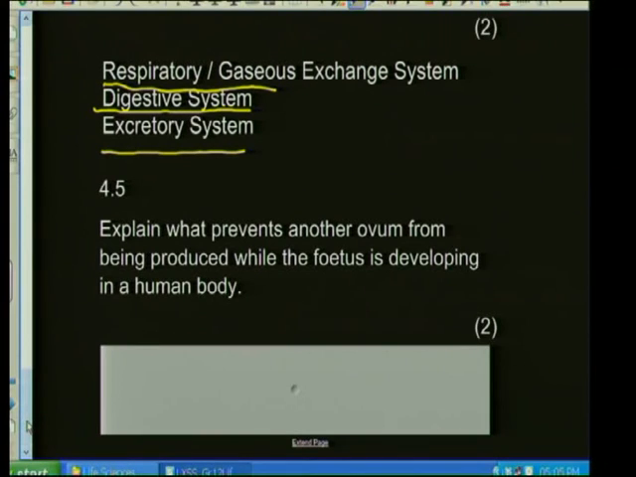Explain what prevents another ovum from being produced while the fetus is developing in the body. What prevents another ovum from being produced while the fetus is developing in the human body? So while there is a fetus there, what stops another fetus coming, or another ovum from being produced?